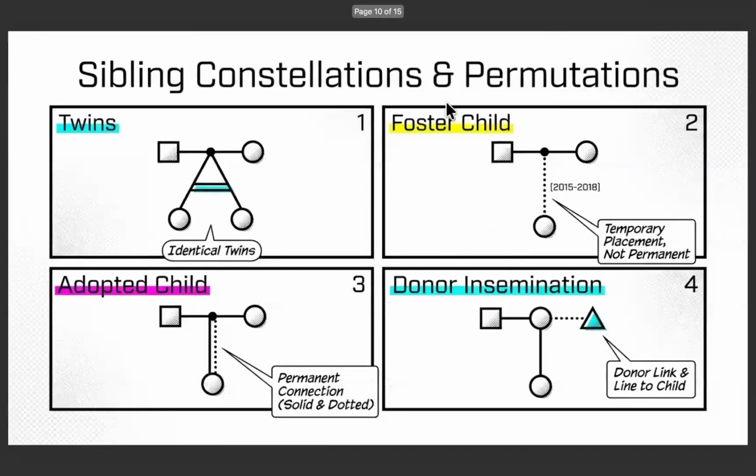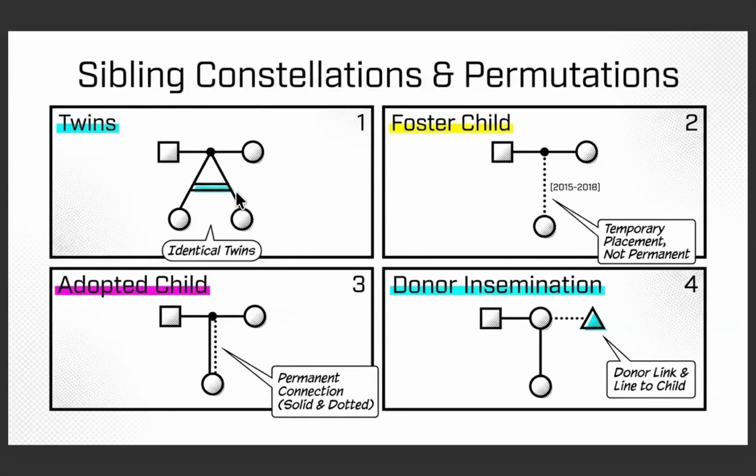Sibling constellations and permutations. So twins, I know this one. You have this mother and father, and you have this little triangle here, this little A-shaped thing. And if they're identical twins, you have this in between. If they're not identical twins, then I have two sets of twins who are not identical.